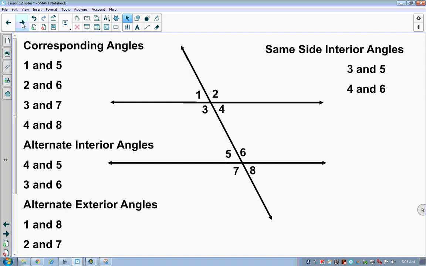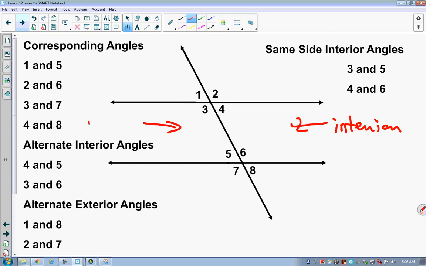Okay? All right, then we have what we're going to cover later on in some of our future postulates: alternate interior angles. Alternate interior. Interior means between the parallel lines. Okay? Interior. Okay? We're also going to have exterior.